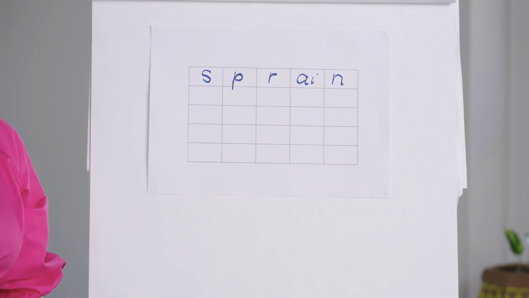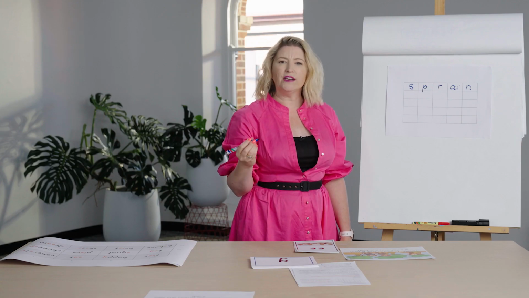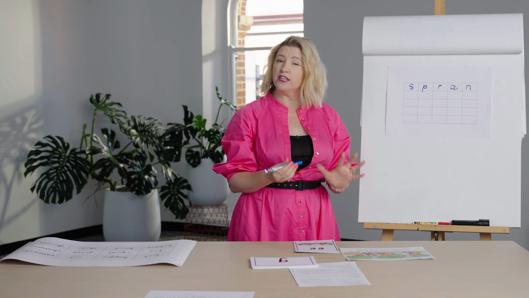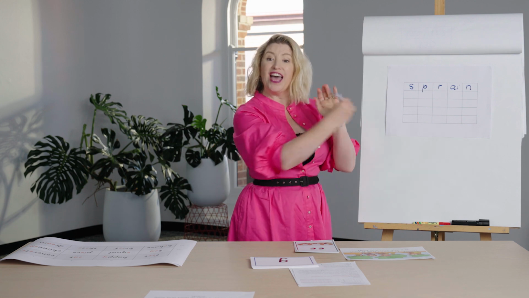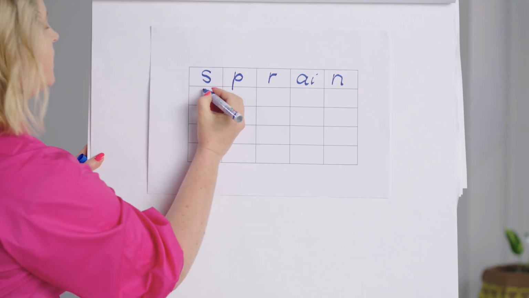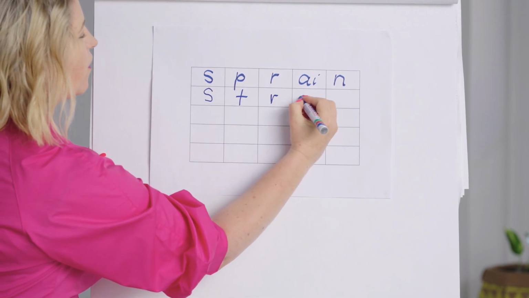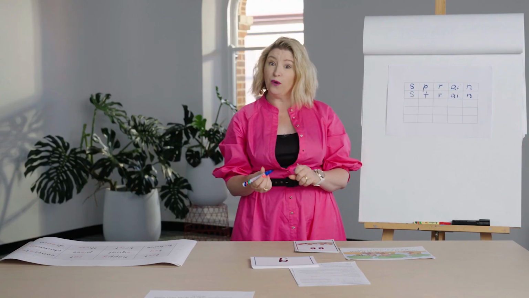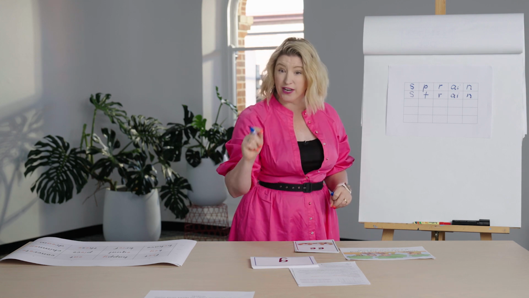Okay, we're going to change one sound. Listening carefully. Can you change sprain to strain? Tap and say the sounds. What needs to change? S-t-r-a-n. Strain. Say the sounds as you write them. S-t-r-a-n. Strain. Did you get it? We changed P to T. They're both quiet sounds. Hope you got it.